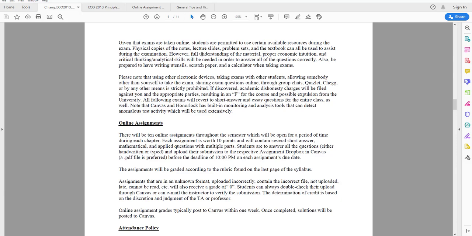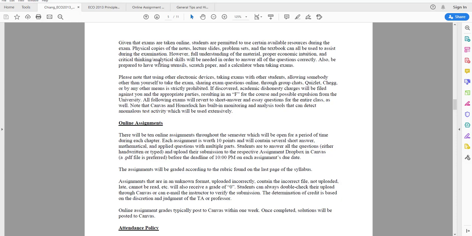Given that the exams are online, I am going to allow you to use certain resources, so physical copies of the notes, lecture slides, problem sets, the textbook. I am a big fan of allowing this type of stuff for exams. I don't like memorization. So you are allowed to use these resources whenever you take the exams. And I've made HonorLock so it won't flag you for using these particular resources.